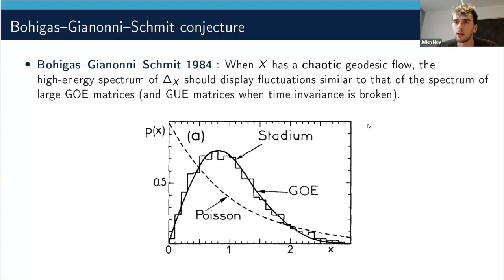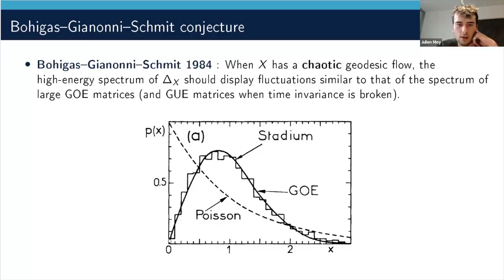There is a plot that I extracted from the paper in 1984, and what is plotted is a function p of x. So what is p of x? What they did was computing numerically some eigenvalues of the Laplacian, not on some compact manifold, but on the stadium. The stadium is like two half disks stuck together with a rectangle. They could compute some eigenvalues, and they plotted the spacings between two consecutive eigenvalues. So they did this plot.